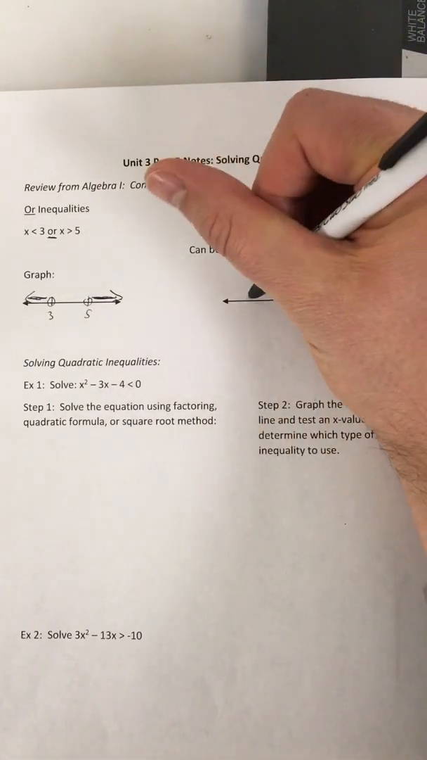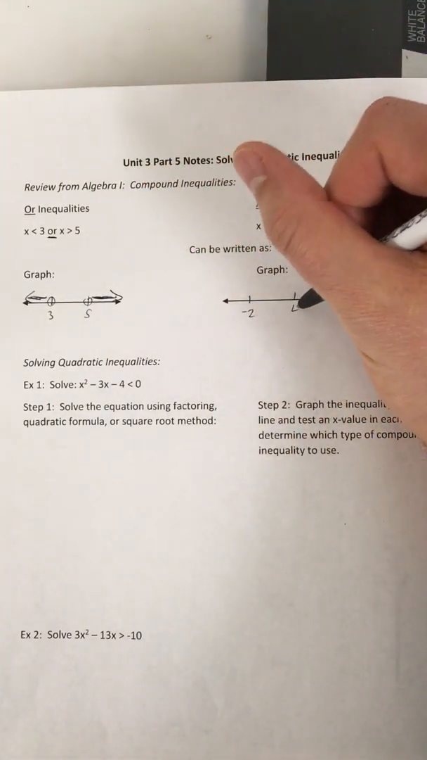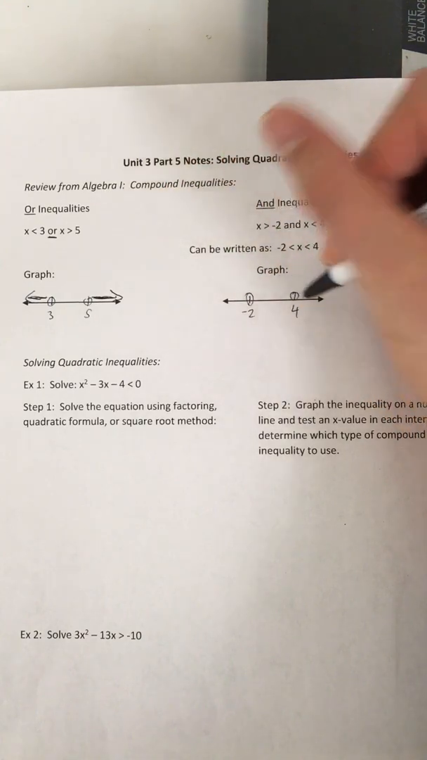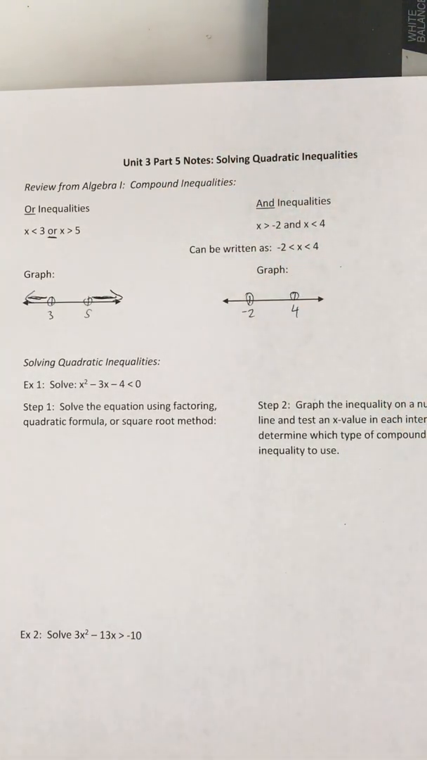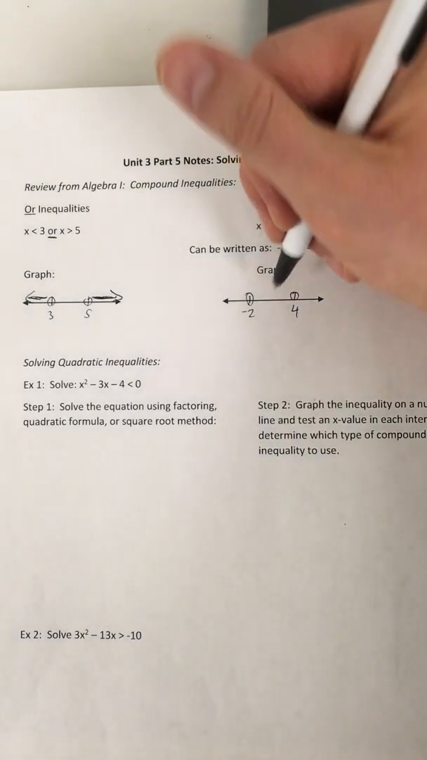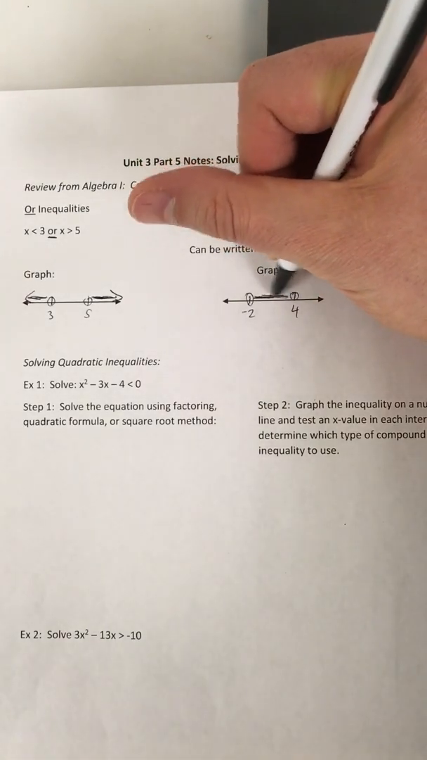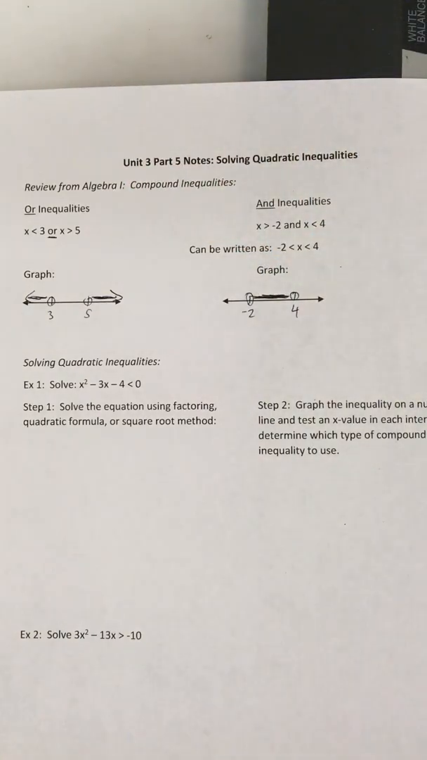And so a graph of that, here's negative 2, here's positive 4. Where would the answers be for that? It would be between them. Everything bigger than negative 2, smaller than 4, that'd be all these points. All these numbers, negative 1, 0, 1, 2, 3, and all the decimals and fractions that go with it.